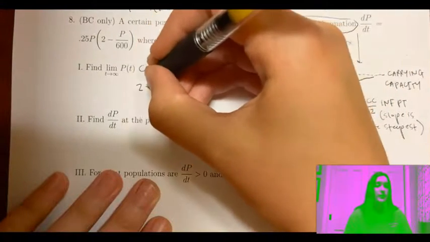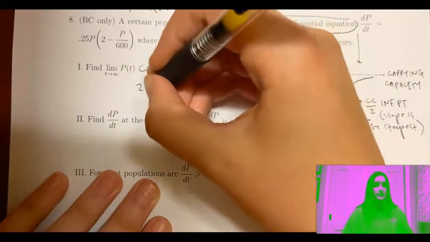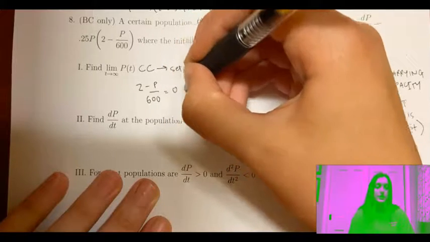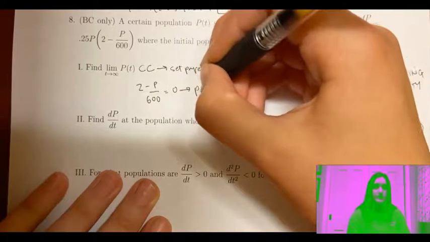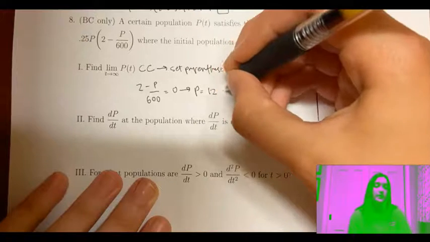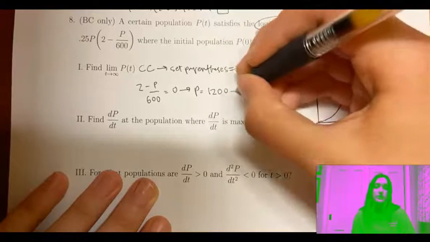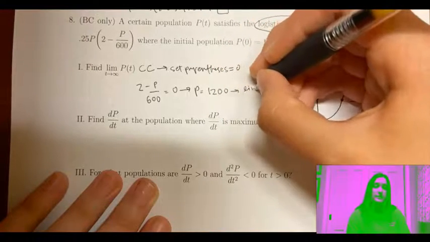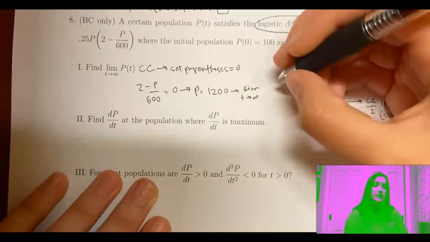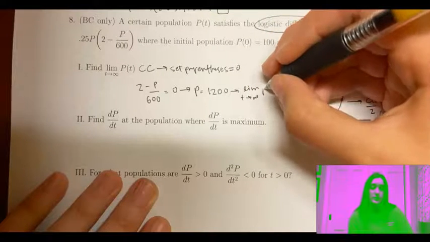So I'm going to write that out, set it equal to 0, and I'm just going to start solving that. So when I solve, what I'm going to get is p equals, and then I've got 1200. So then I'm just rewriting it as limit t to infinity, and that is 1200.